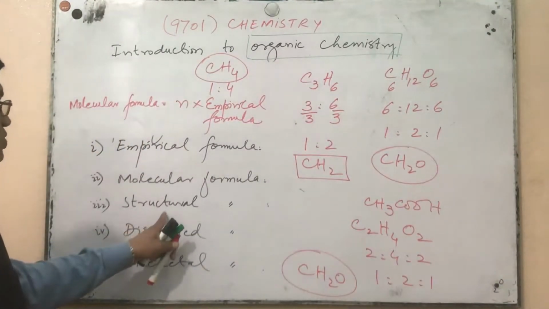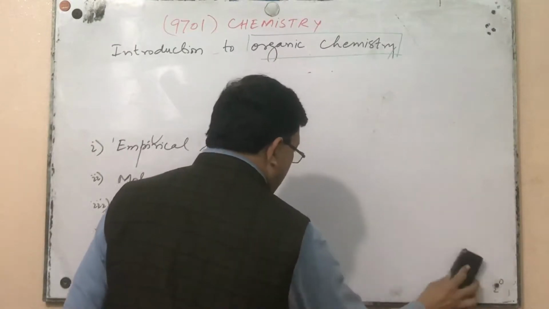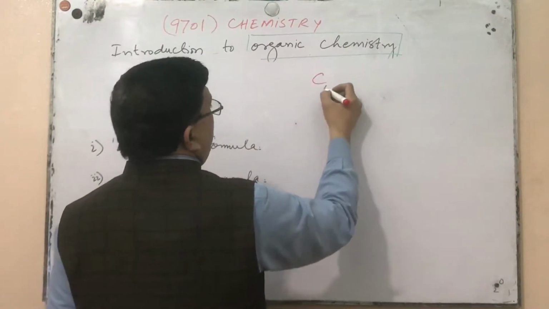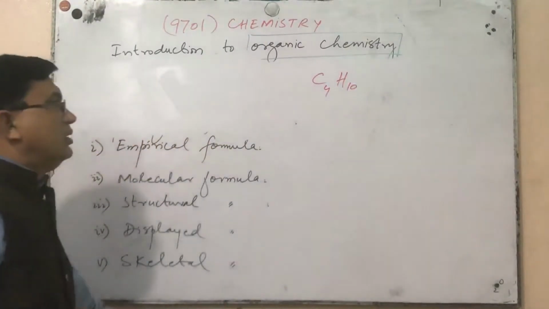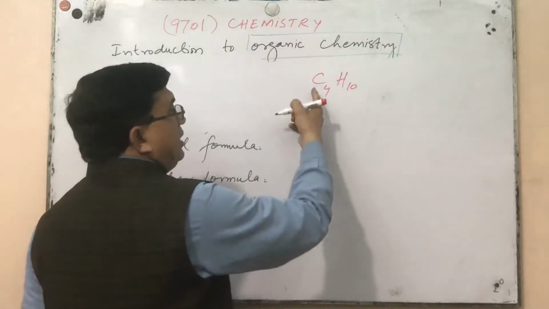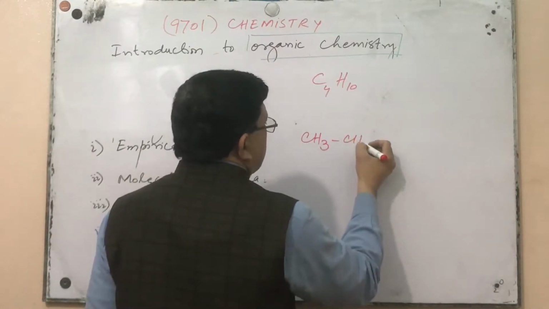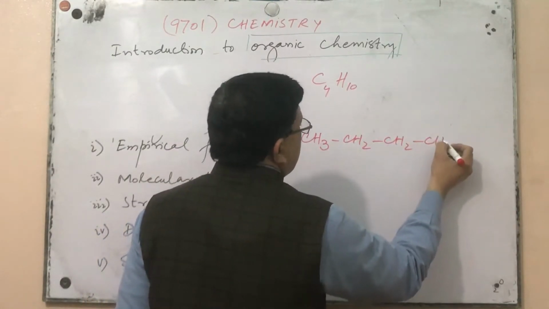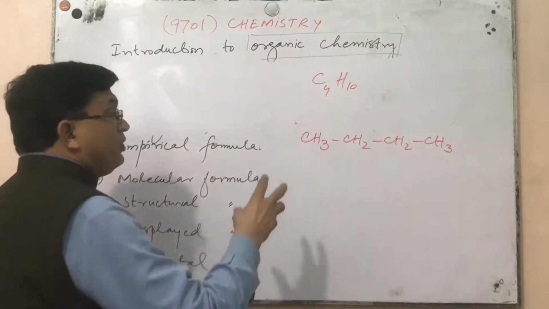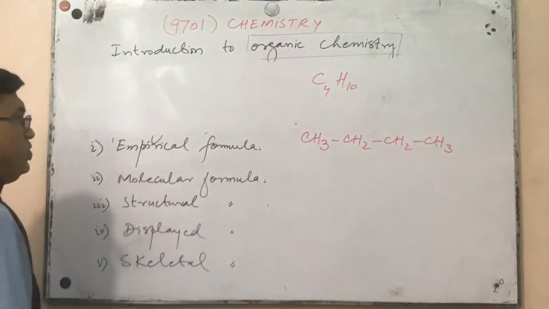Now, next is the structural formula. We know that the formula for butane is C4H10. This is the molecular formula. If we want to write down the structural formula, then each carbon atom will be represented differently: CH3, CH2, CH2 and CH3. This is the structural formula. The structural formula represents each carbon atom and its hydrogen atoms as a single separate unit.